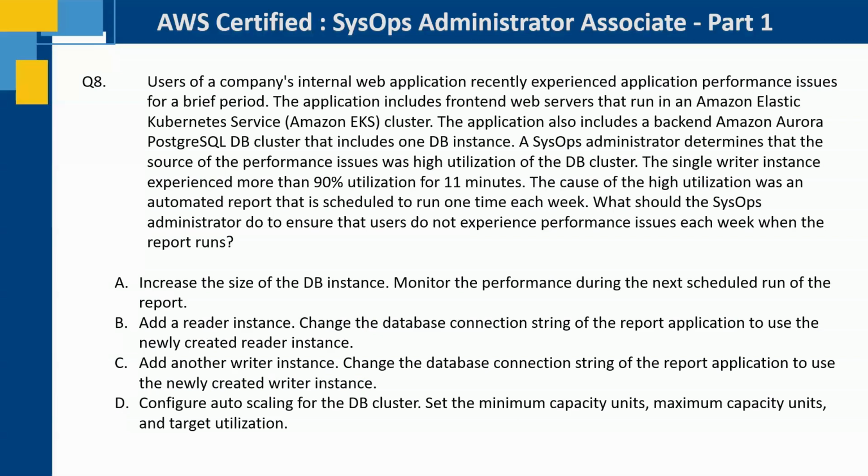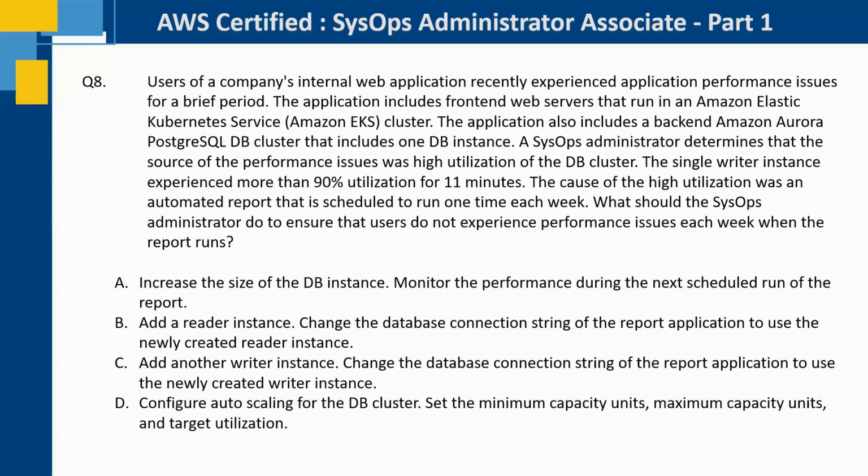What should the SysOps administrator do to ensure that users do not experience performance issues each week when the report runs? Your options are: increase the size of the DB instance, monitor the performance during the next scheduled run of the report. Add a reader instance. Change the database connection string of the report application to use the newly created reader instance. Add another writer instance. Change the database connection string of the report application to use the newly created writer instance. Configure auto-scaling for the DB cluster. Set the minimum capacity units, maximum capacity units, and target utilization.